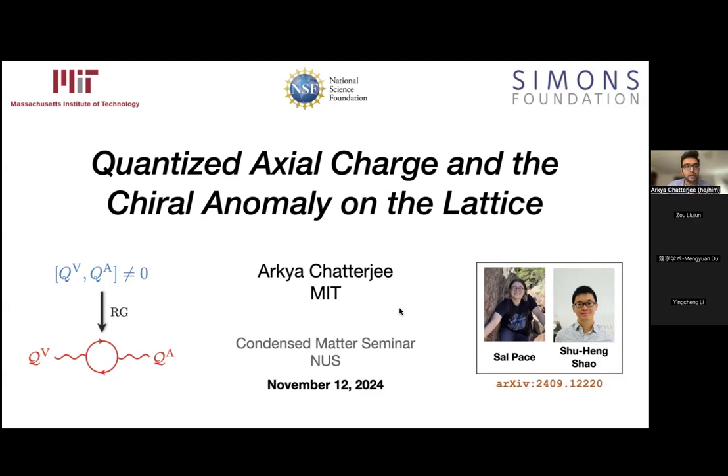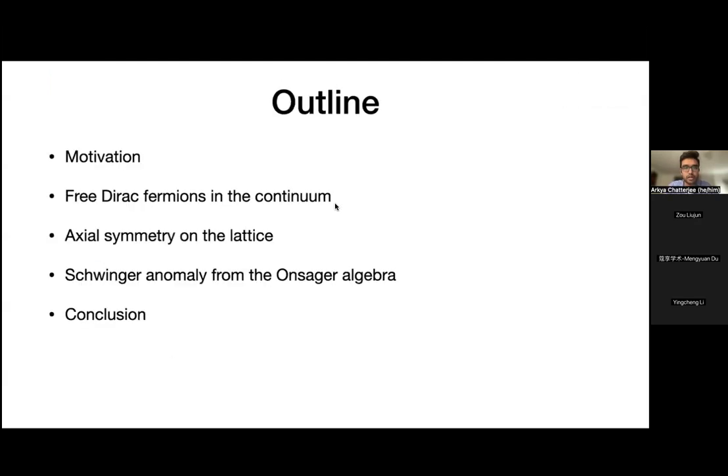So the work is about realizing certain symmetries of field theories in a lattice model. And I kind of truncated my title a little bit. It was too long to put on the slide. So I'm going to be telling you about how the so-called axial charge of a massless Dirac fermion in 1 plus 1D, and the related chiral anomaly, is realized in a lattice model. Okay, so let's get started.